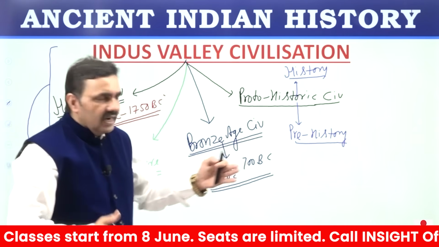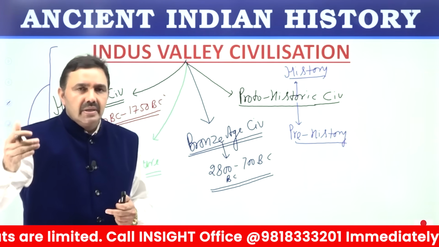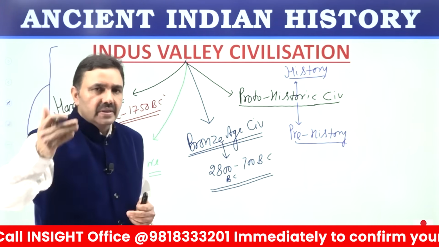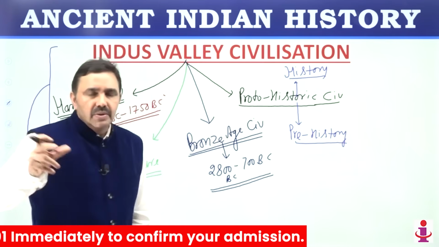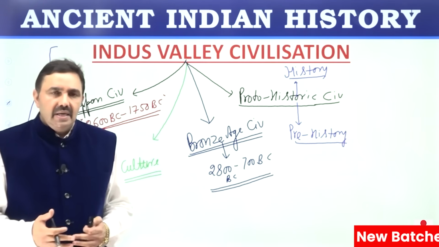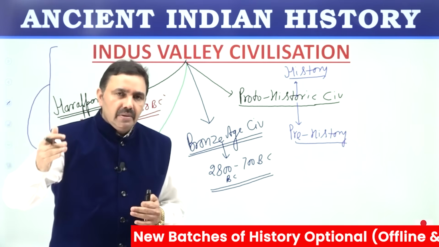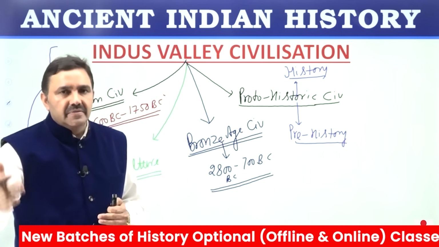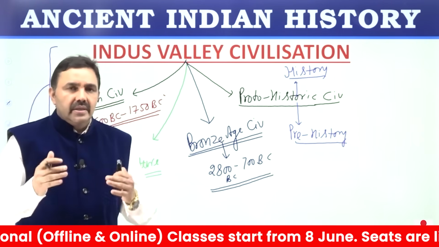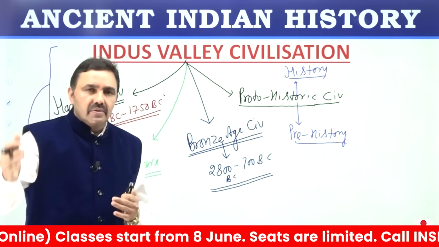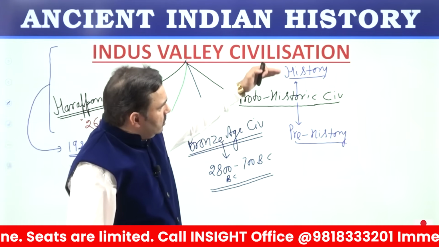Protohistoric phase means that phase of human existence during which people knew how to write. They had a script, but we have not yet deciphered that script. We have not read that script yet. So that is the Harappan script. Harappan people were using a pictographic script as we discussed in the previous class. But these Harappan people used a very different kind of script. Today's historians and archaeologists have not read it successfully so far. Then comes the historic phase.